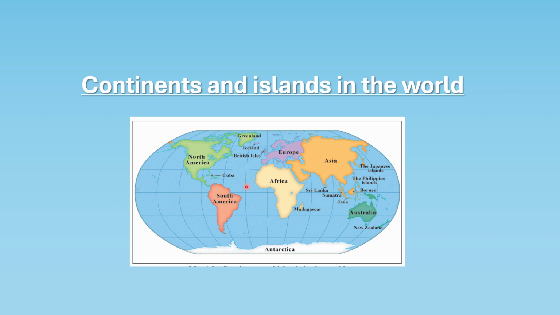First we have Cuba, that's right next to North America. Next we have Iceland, that's next to Greenland. Then we have the British Isles, that's next to Europe. And we have Madagascar, that's right next to Africa. And we have Asia with Sri Lanka, Sumatra, the Japanese island and the Philippines islands, and the Borneo. Well, these 6 are all in Asia, so it's actually easy to remember. And for Australia, we have New Zealand, which is right here.